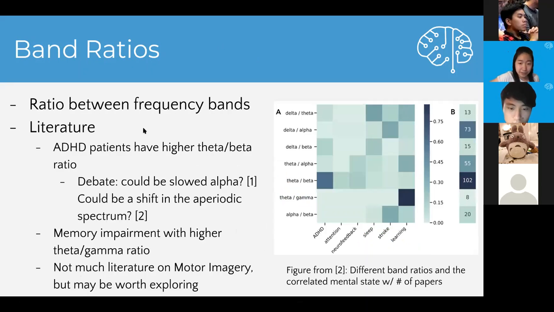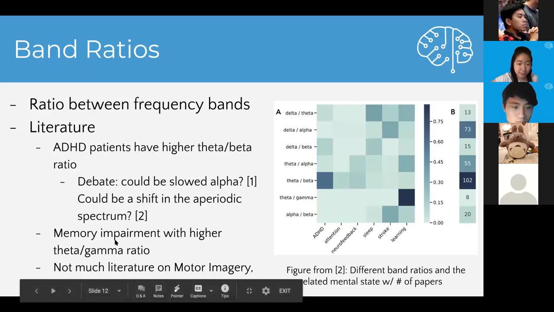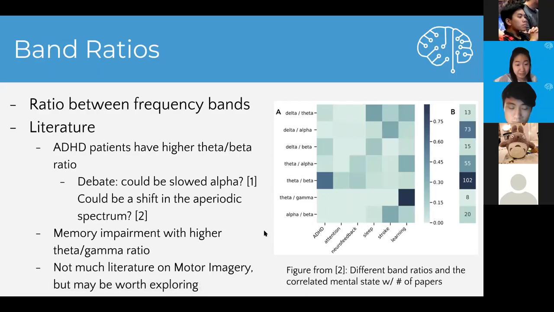Yeah, so band ratios are interesting because of that. There's a lot of research into it. There's also memory impairment, which has been correlated with a higher theta gamma ratio, and you can probably find literature on a lot of correlations like that. But it's important to look more carefully. There's not too much literature for motor imagery specifically for this, but it still might be worth exploring.